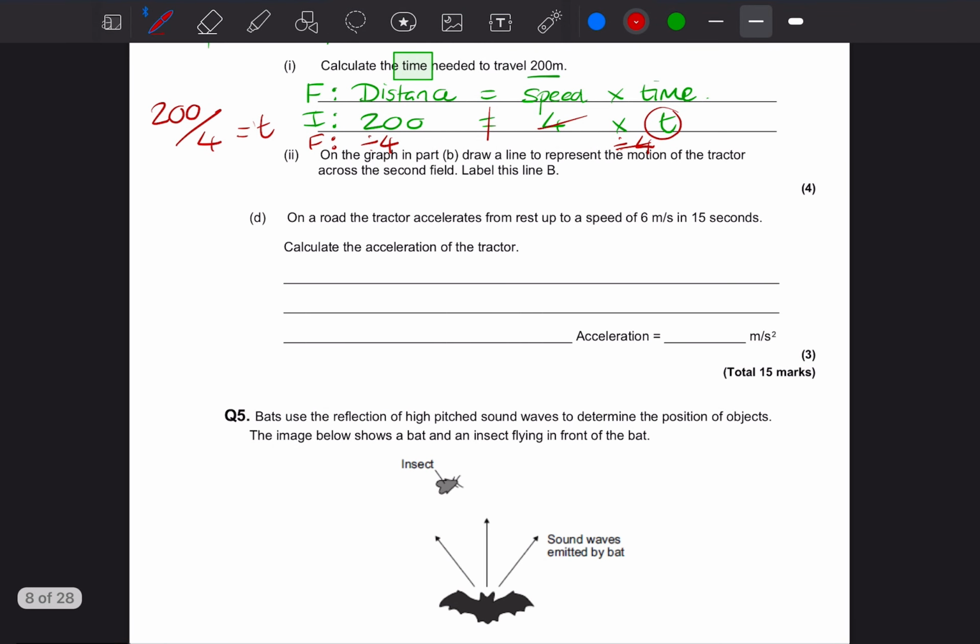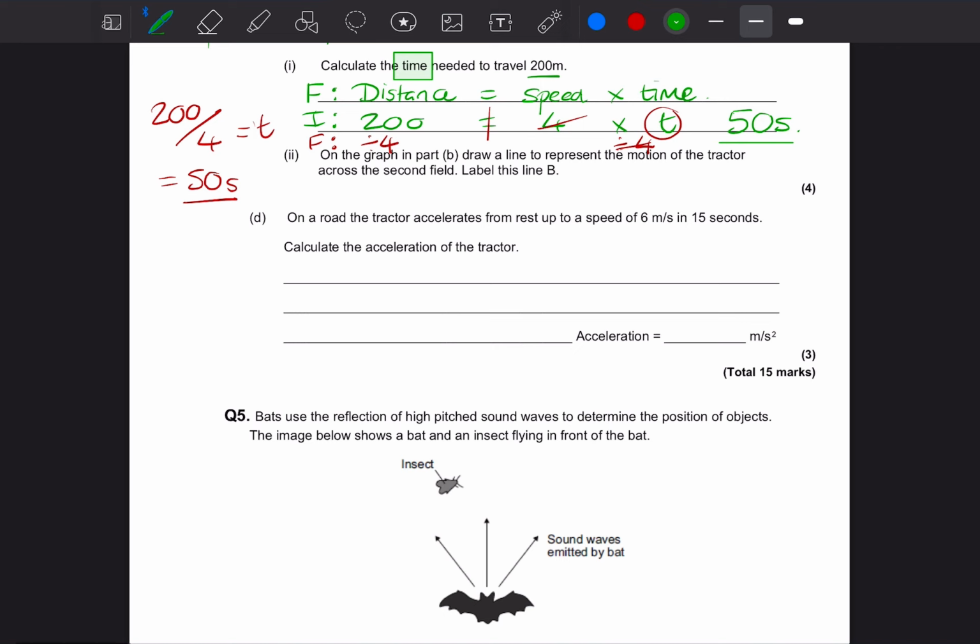Okay, and if I was to write my answer here, 50 seconds, it's not very obvious to the examiner, so we want to get it on that line. So let's write 50 seconds, put it on that line, and let's underline it so that they can see that that's our answer. On the graph in part B, draw a line to represent the motion of the tractor across the second field. Label this line B.